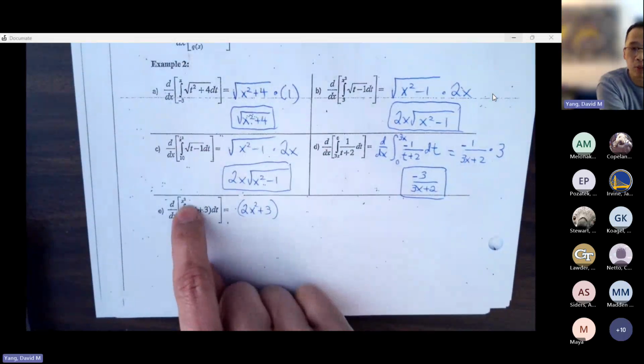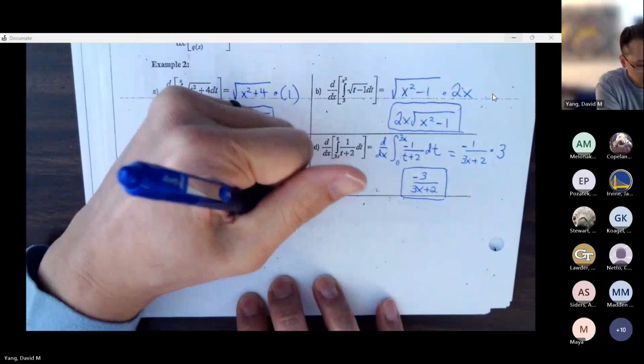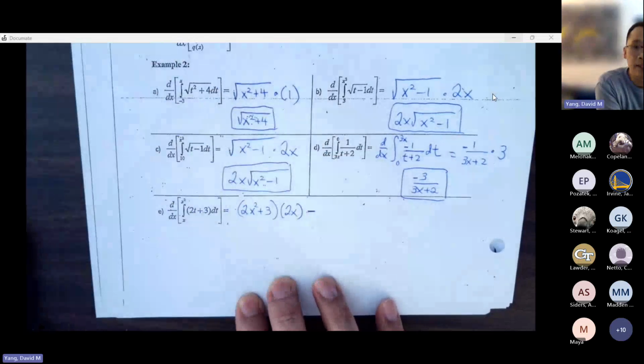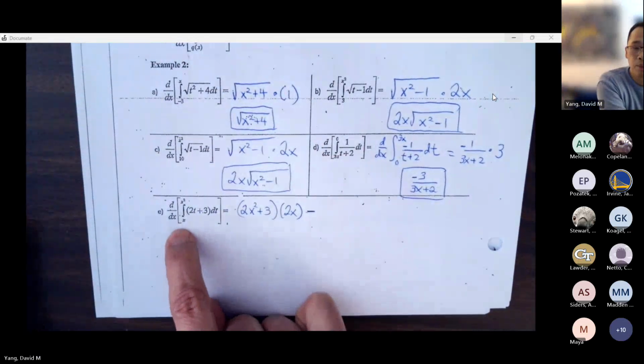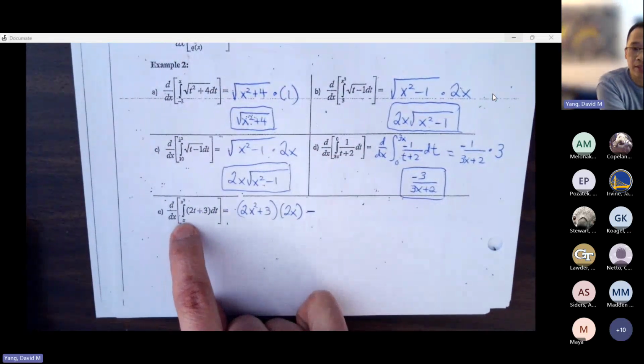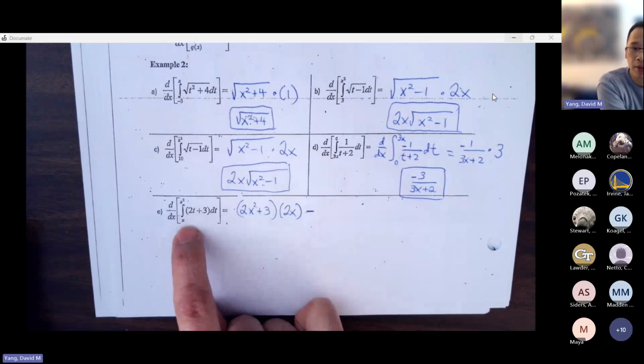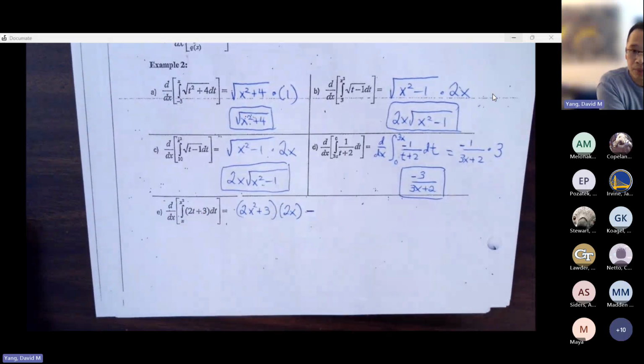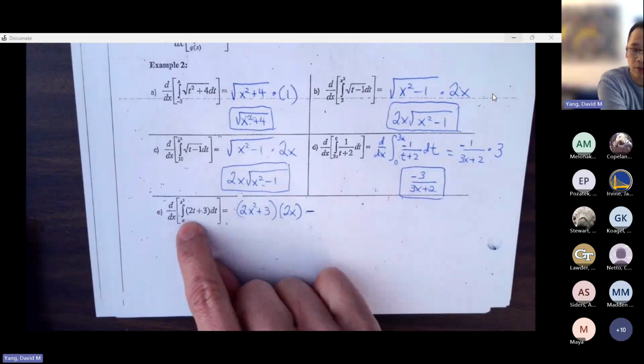Times the upper bound's derivative times 2x, minus... Normally this is a constant, but in this case it's a variable, so we know it's not just going to go away. It's going to leave some term for us because it's a variable.